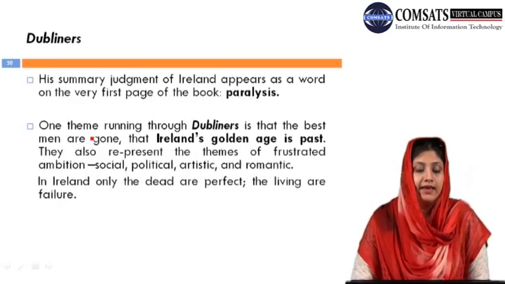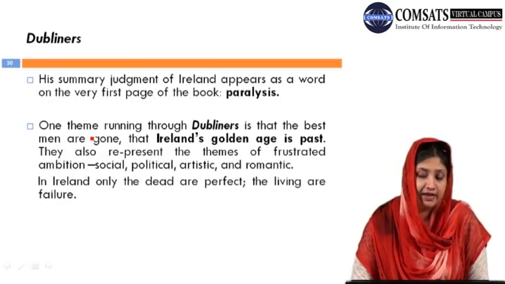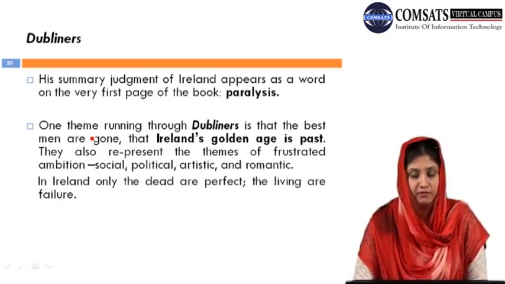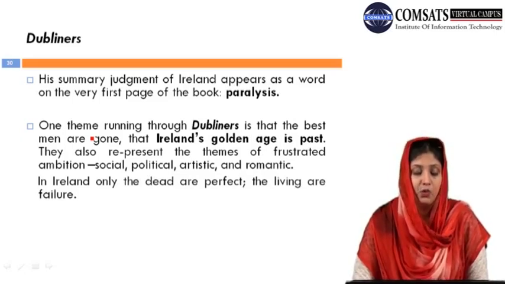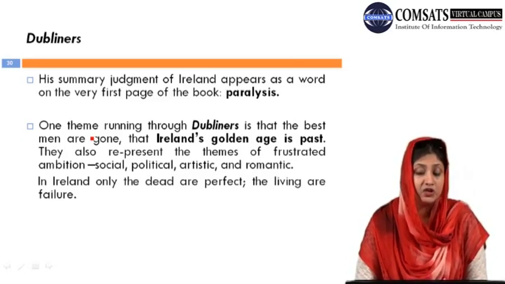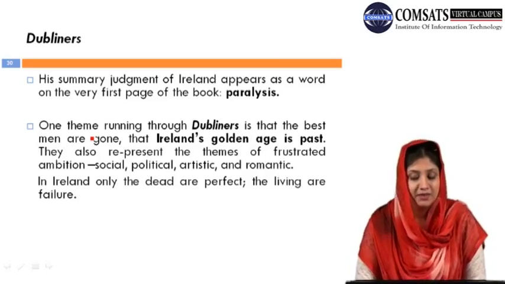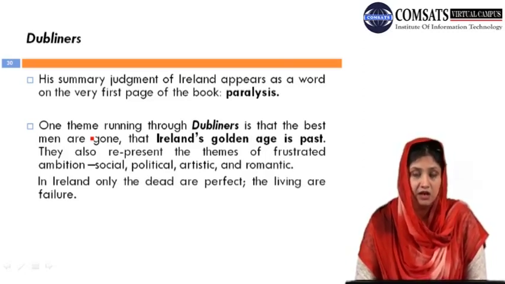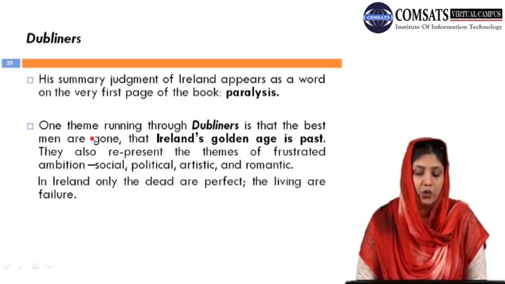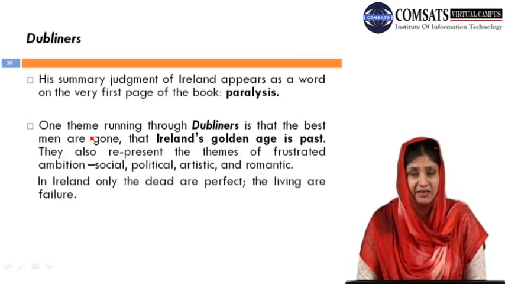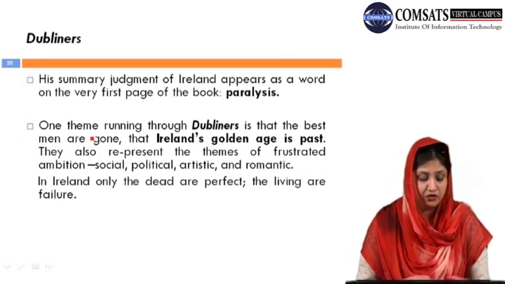Well, his summary judgment of Ireland appears as a word on the very first page of the book. Paralysis. One theme running through Dubliners is that the best men are gone, that Ireland's golden age is past. They also represent the themes of frustrated ambition, social, political, artistic and romantic life of Ireland. In Ireland, only the dead are perfect because they are no more. The living are failures. That is the extreme of skepticism, disillusionment and pessimism that the writer shows in his writing.